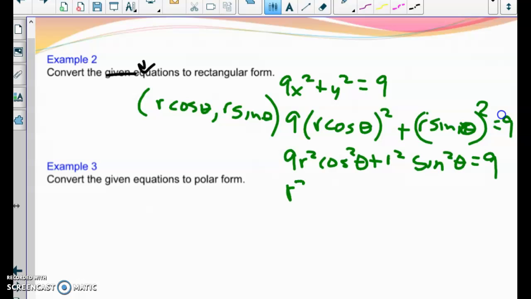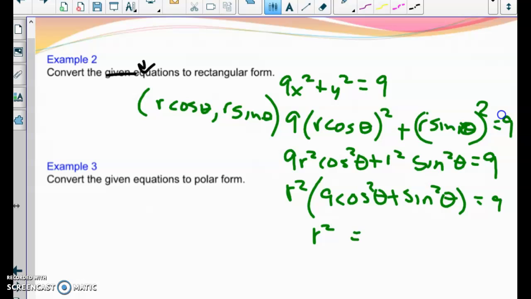Factor out that r squared because, when you're typing it in the equation, that's how you're going to make it look, is r by itself. Plus sine squared theta equals 9. So I get r squared equals 9 divided by 9 cosine squared plus sine squared.